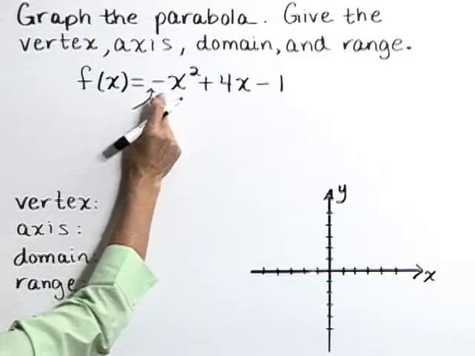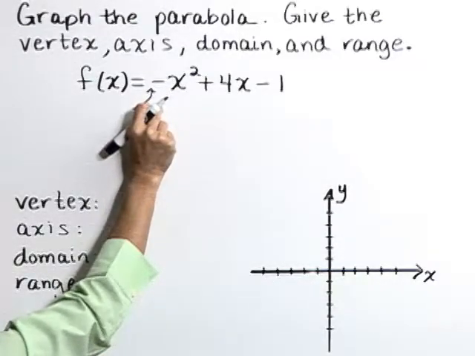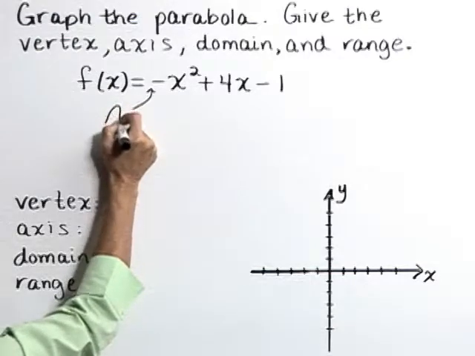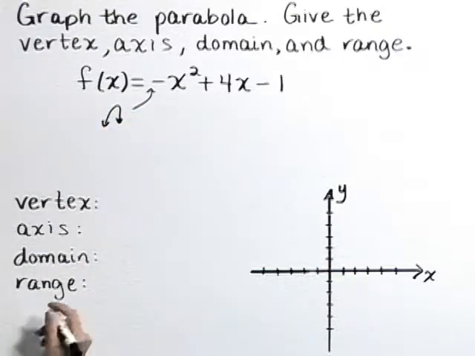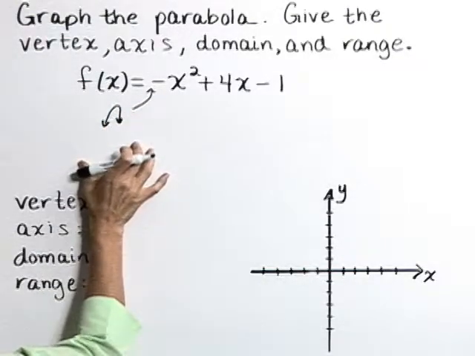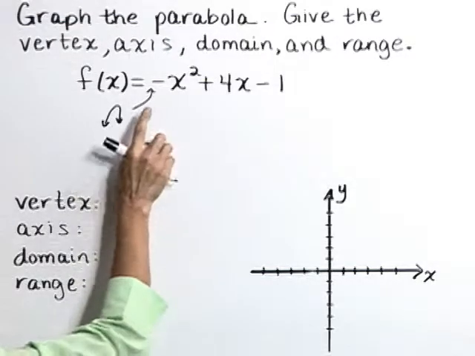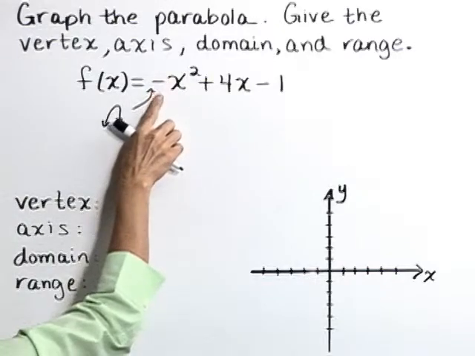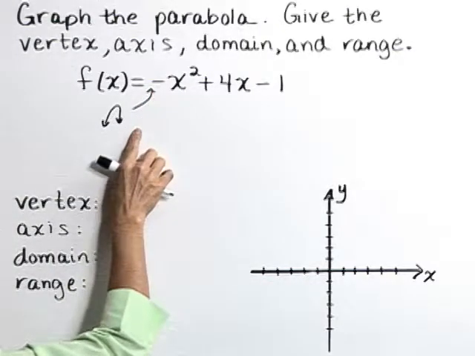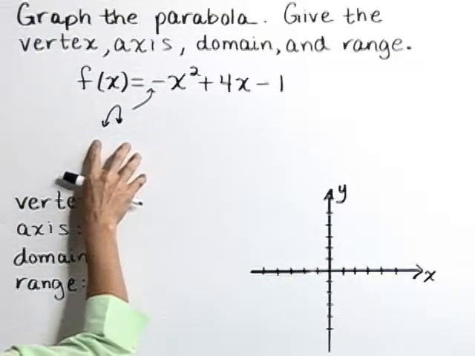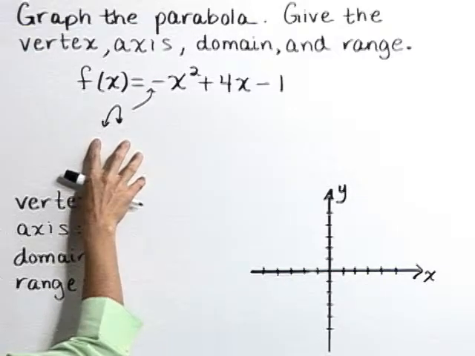Notice that our leading coefficient is a negative sign. Therefore, this parabola is going to open downward. It's going to have the same basic shape as our function f of x equal x squared as well, because the absolute value of this coefficient is equal to 1. So opens downward, same basic shape as f of x equal x squared.